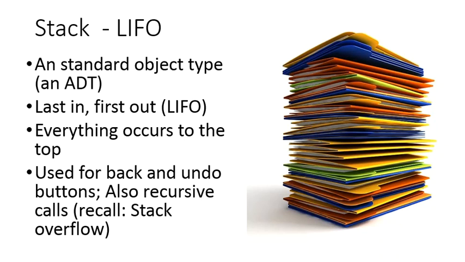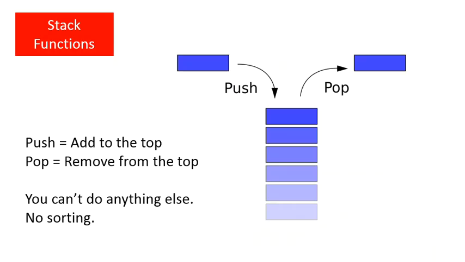It's also used in recursive calls. So you recall that we called it a stack overflow, because every time we call something when we're doing recursion, we add the call to the stack. And if we have it so that it's infinite, then our stack will overfill. So the stack functions, the two big ones, are called push and pop. Push adds to the stack and pop removes from the stack. With a stack, you can't do anything else. You can't be grabbing something out of the middle. That's not how it works. The pile will fall over.